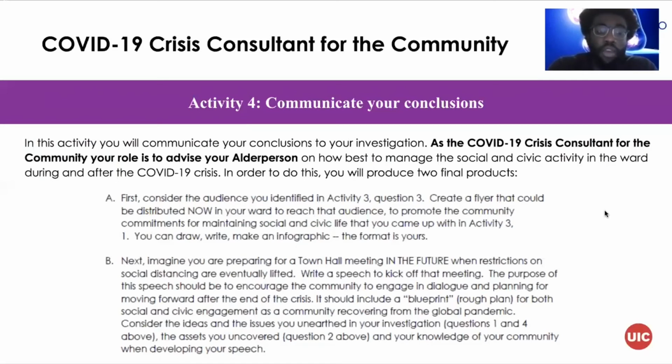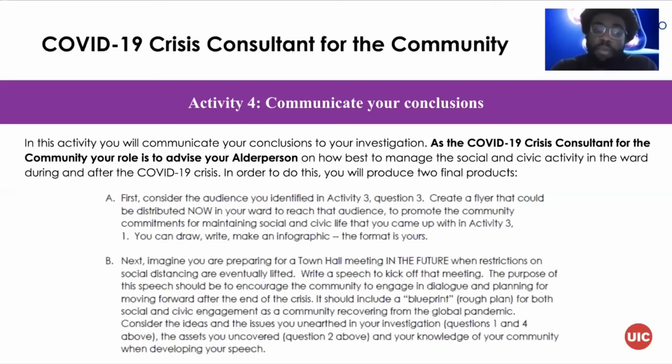So you have to consider the audience that you identified in the last activity, question number 3, and create a flyer that will be distributed within your community to reach that audience and promote community commitments for maintaining social and civic life. You can draw, you can write, and you can make an infographic with this flyer. The choice is yours.